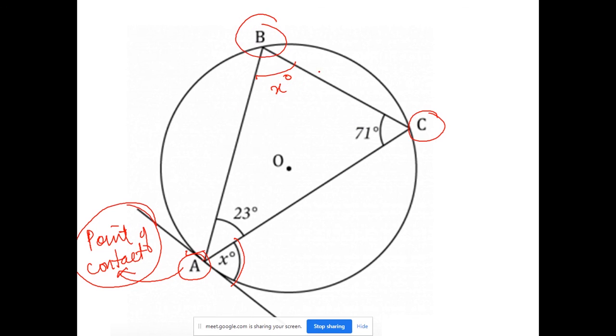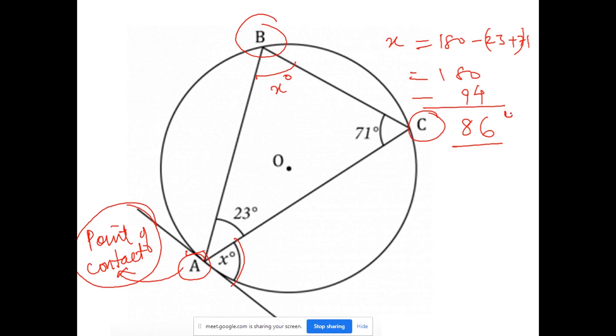Now this is a triangle ABC and the sum of the three angles of a triangle is 180 degrees. So x would be 180 minus 23 plus 71. That is 180 degrees minus 94. So 10 minus 4 is 6, 17 minus 9 is 8. So it would be 86 degrees.